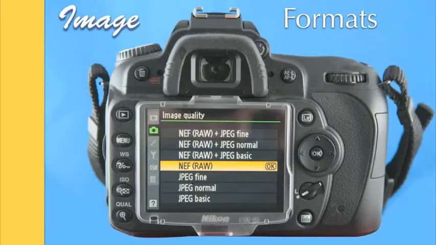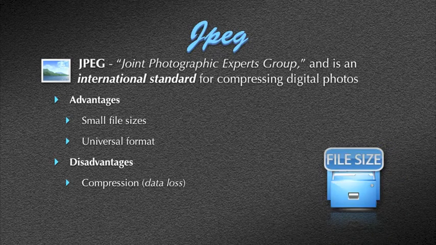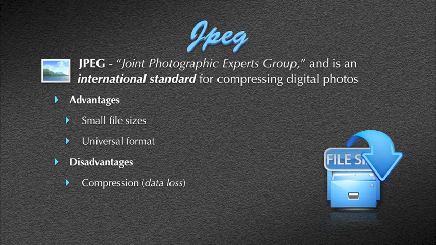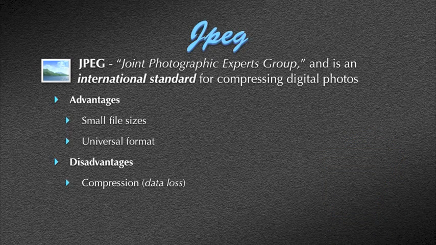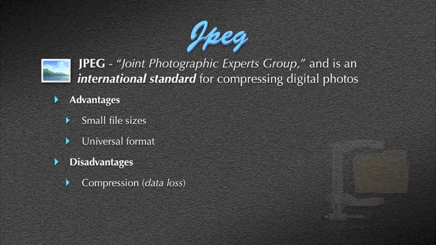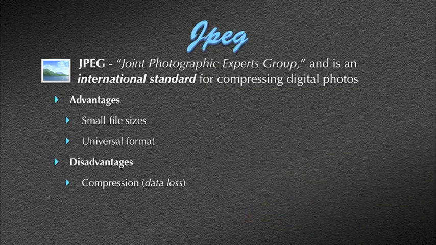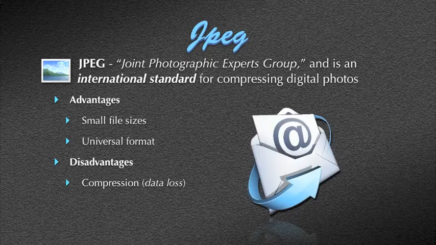Let's take a few minutes and discuss file formats. Typically, you're going to shoot RAW or JPEG. JPEG files are universal and they are small file sizes, which is a big advantage. The disadvantage of a JPEG file is that it's compressed. And what compression means is that some of the data or the pixels are actually discarded. They are thrown away. This could be an advantage if you want to send an email. You can't send a large file size by email, so a JPEG is a great choice.